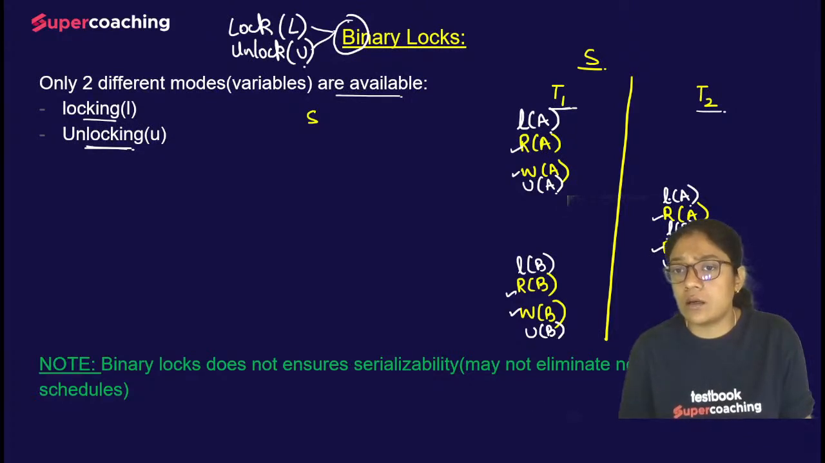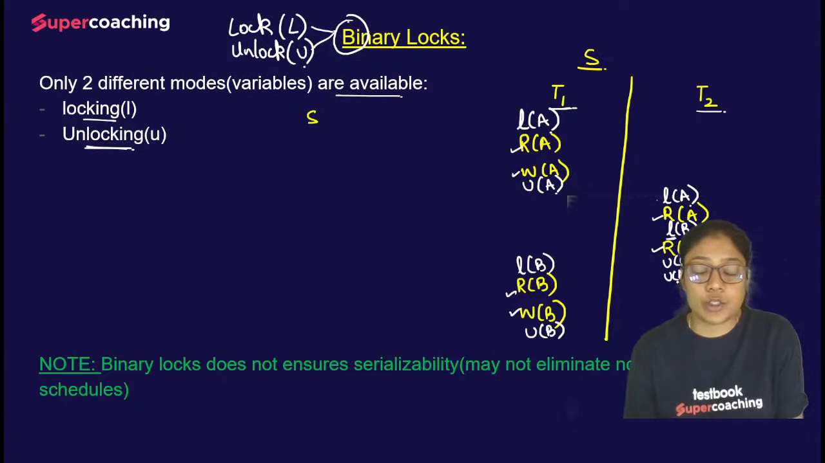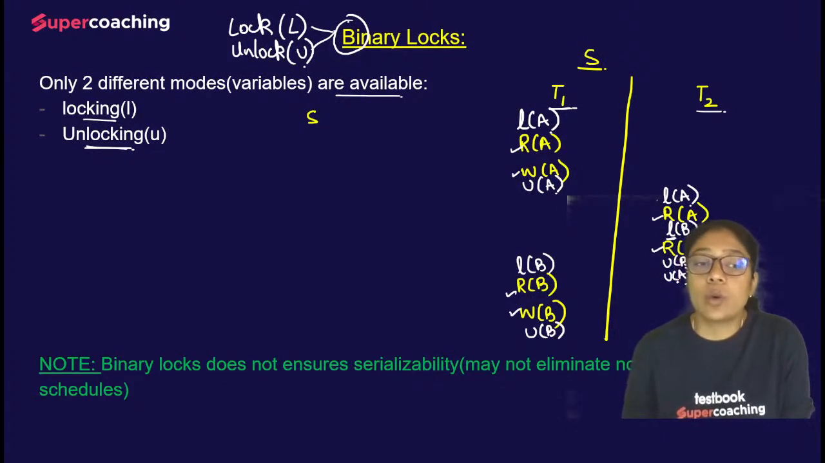Here, this lock can be unlocked before acquiring the lock on data item B or after the operation. There is no restriction on the sequence of unlocking here. So this schedule has successfully executed, using the concept of binary locks.